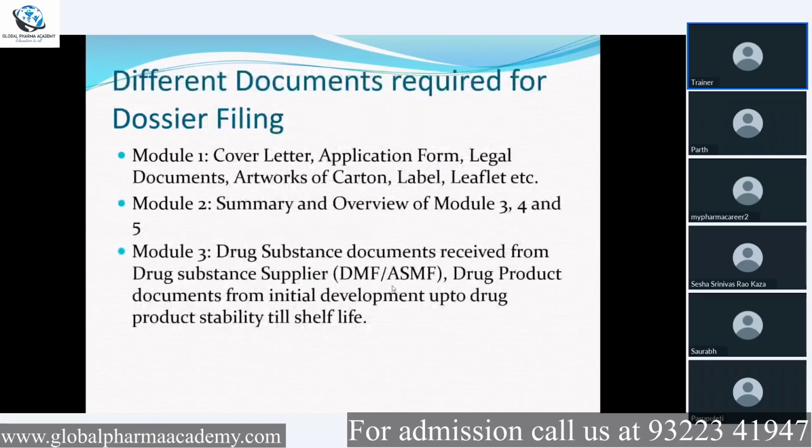Different documents required for dossier filing. Module 1 is also called regional and administrative information. Administrative means mostly administrative data, that is license data, WHO GMP, and all these documents are attached in module 1. It contains the cover letter, application form, legal documents, artworks of carton, label and leaflet.